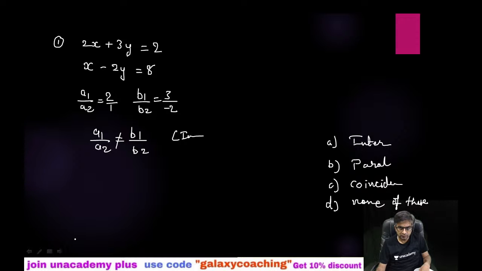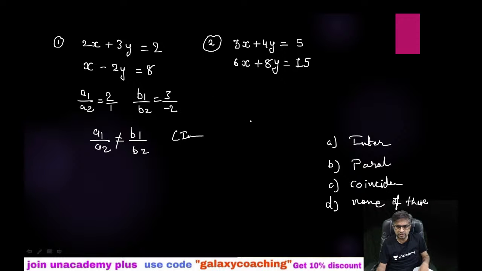Next one, same options. Let me write here: 3x plus 4y equals 5, and 6x plus 8y equals 15. Come on guys, tell me what answer you will get in this one. Waiting for your answer. A intersecting, B parallel, C coincident, D none of these.